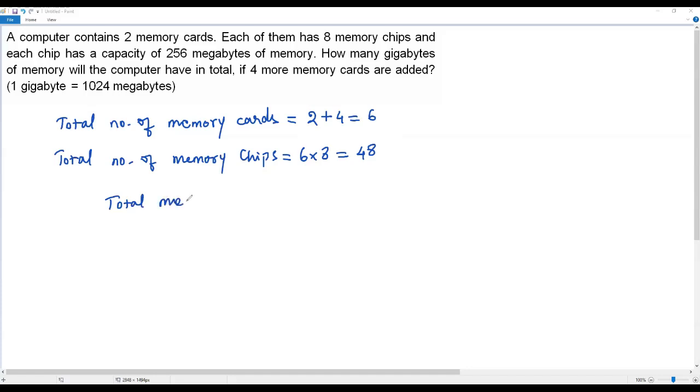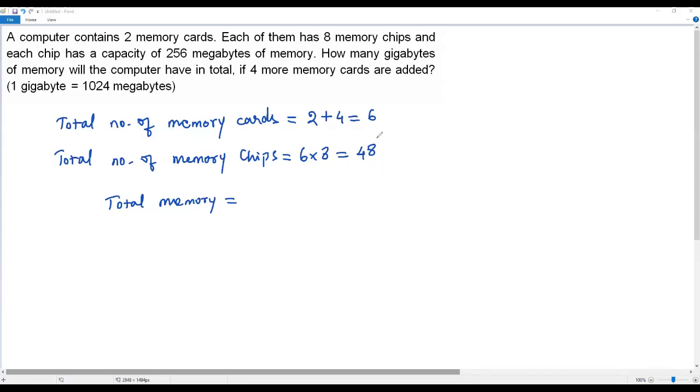Let me write it over here. So total memory equals, so to get the total memory, what I have to do is multiply the number of memory chips and the amount of memory we have in one memory chip. There is the information that each chip has a capacity of 256 megabytes of memory. That is, one memory chip has a capacity of 256 megabytes. Then how many megabytes of memory do we have in 48 memory chips?